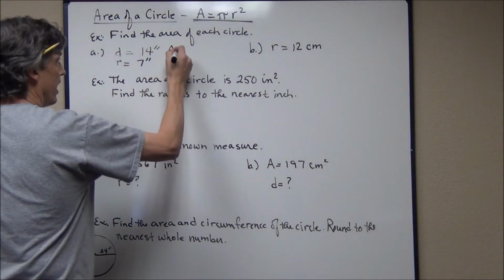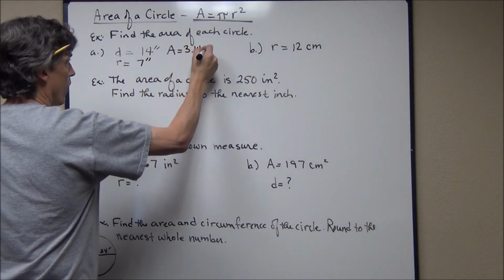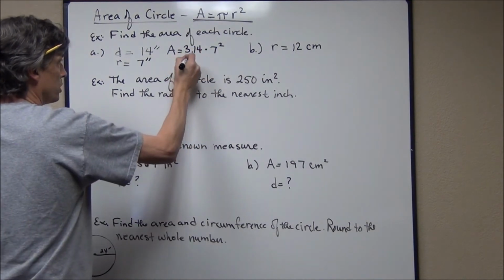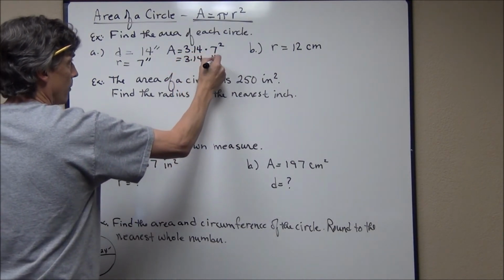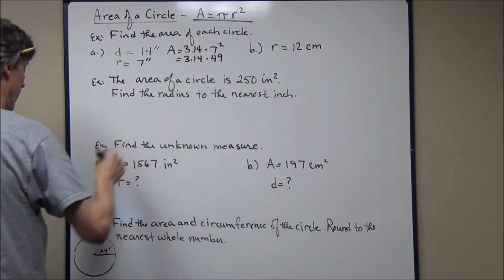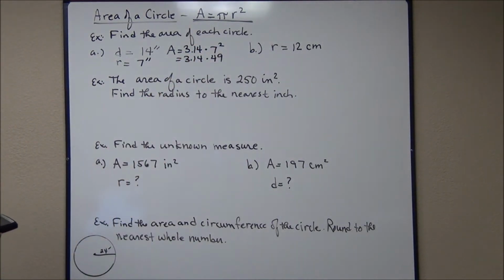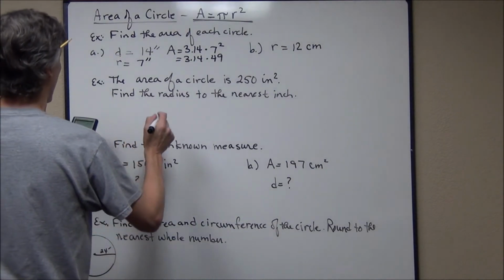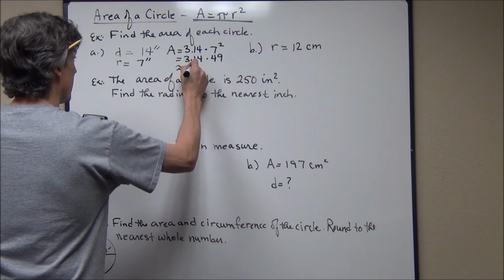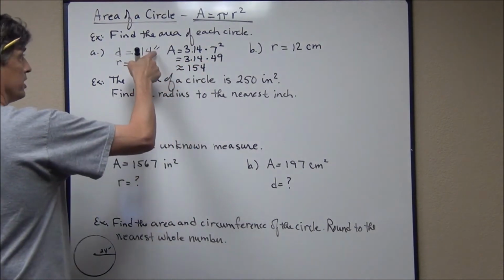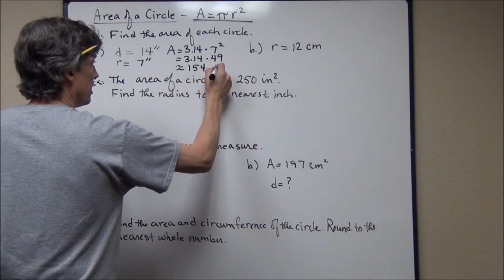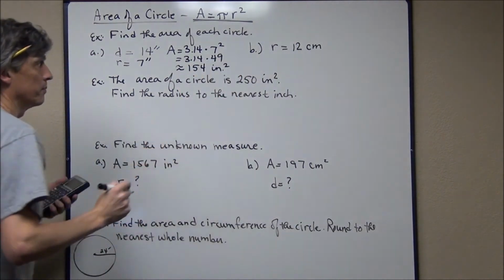So my formula, A equals 3.14 times 7 squared, which is 3.14 times 49. Remember, you do the exponent first. So I grab my calculator, 3.14 times 49, and I get 153.86, or approximately 154. This is in inches, so my area is in square inches.